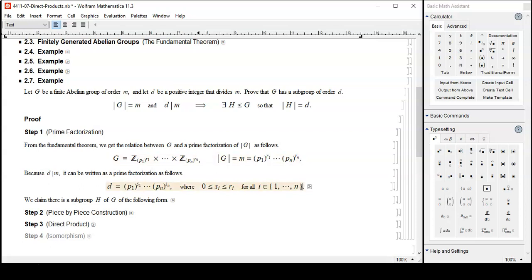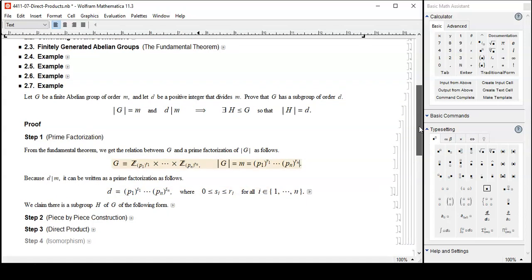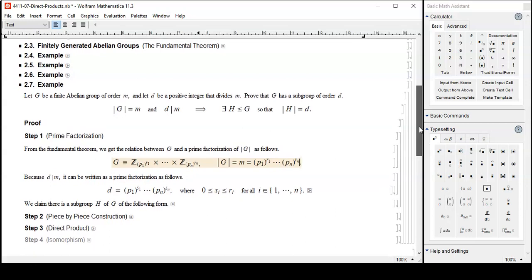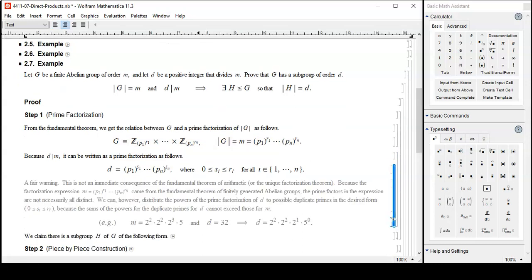But then again, this follows immediately if you have the prime factorizations from the fundamental theorem of arithmetic or the unique factorization theorem, but it's not coming from there. It's coming from this fundamental theorem of the finitely generated abelian groups. So some of those p_i's may be duplicate. Does it matter? Actually, it does not.